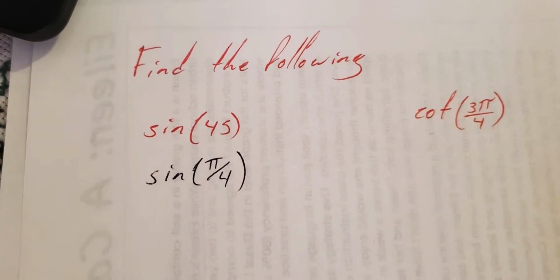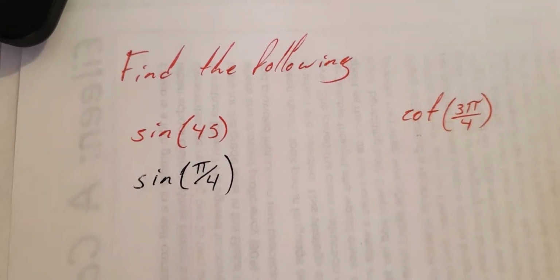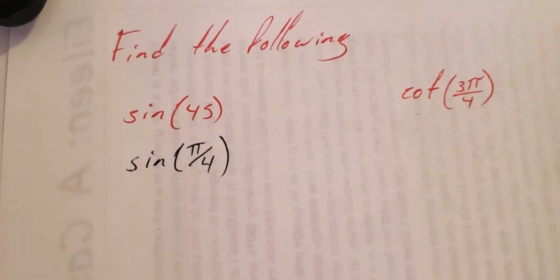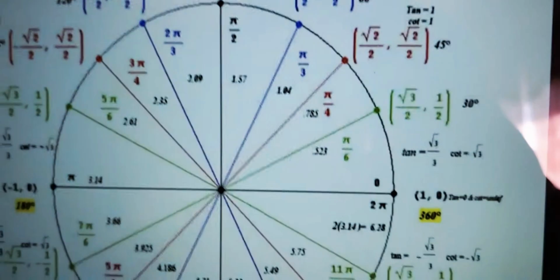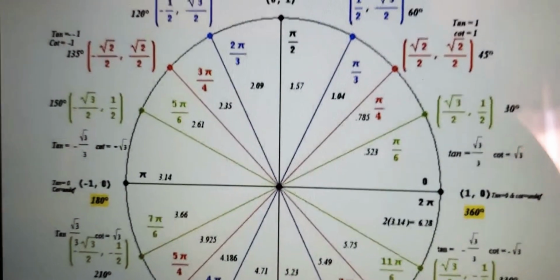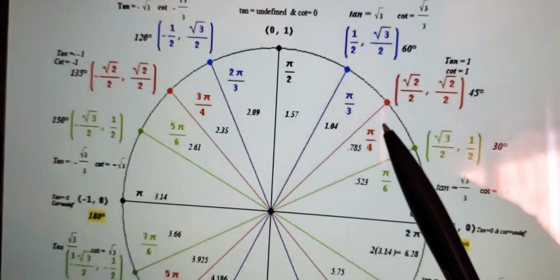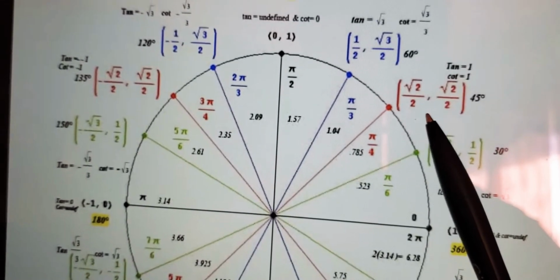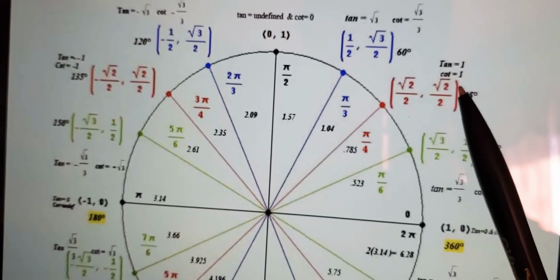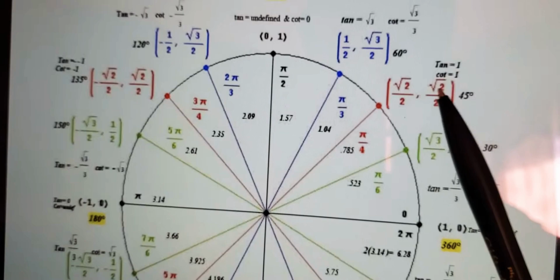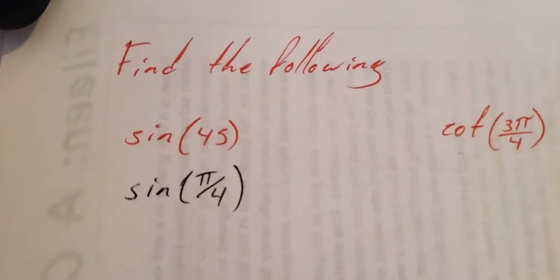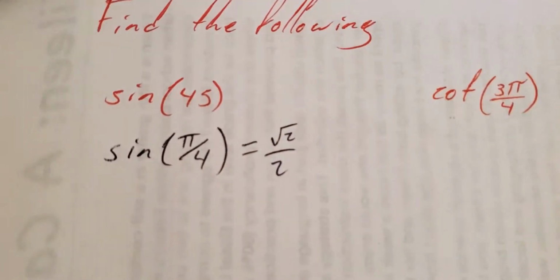Now, the next thing is to go to my unit circle and look where is sine of pi over 4. As we can see, pi over 4 is there. Remember, it's cosine, comma, sine. So this is my sine, root 2 over 2. I'm going to go back to my paper. So sine at pi over 4, as we saw in the unit circle, is equal to root 2 over 2.